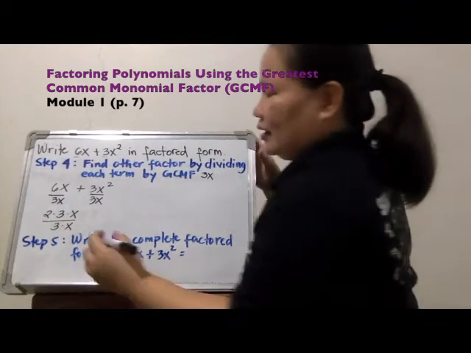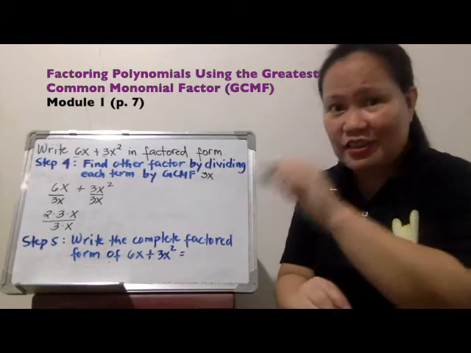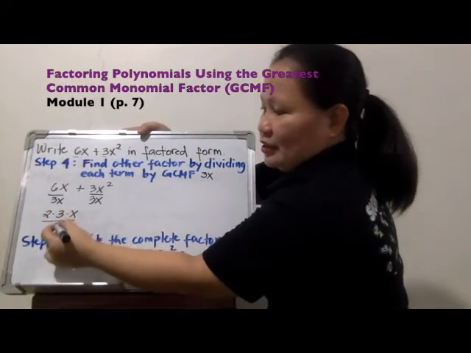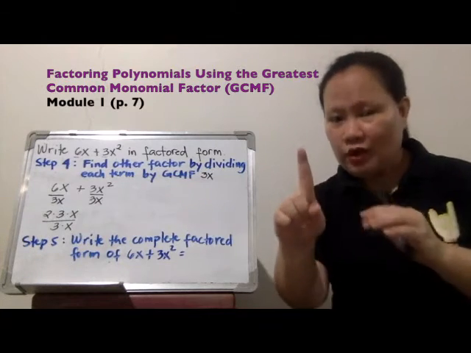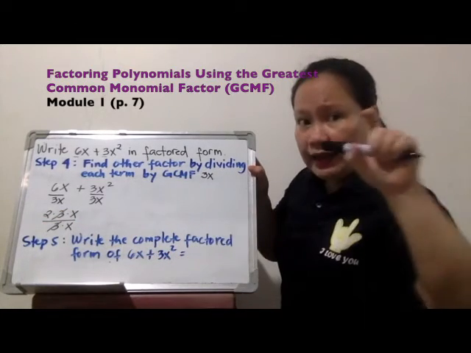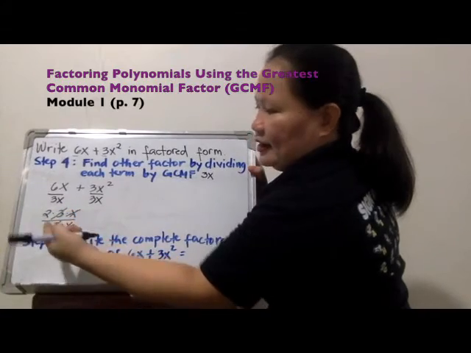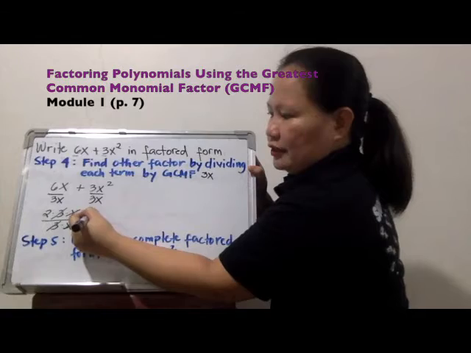Understood? So we just have to use the cancellation process this way. 3 divided by 3 is equal to 1. So you can cancel it in this manner. Then x divided by x also cancels to 1. So we'll just leave 2 here. We'll continue with the other process.